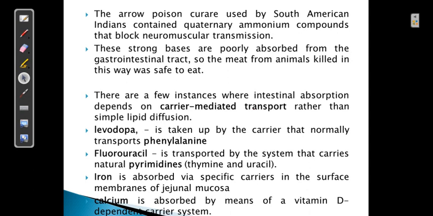Iron is absorbed by a specific carrier which is present in the jejunal mucosa, and calcium is absorbed by means of a vitamin D dependent carrier system. That's why certain protein powders or certain nutraceutical powders are highlighting that instead of drinking plain milk, you should drink the milk containing these nutraceutical products which have vitamin D. It will help to absorb the calcium present in the milk, because calcium is absorbed by means of a vitamin D dependent carrier system.